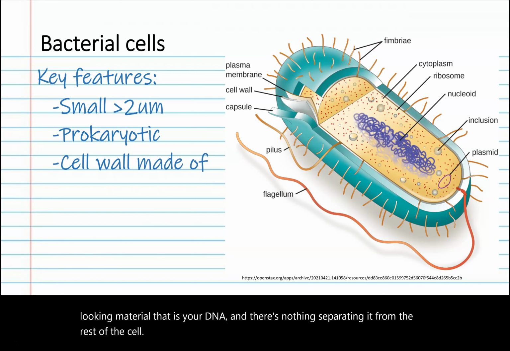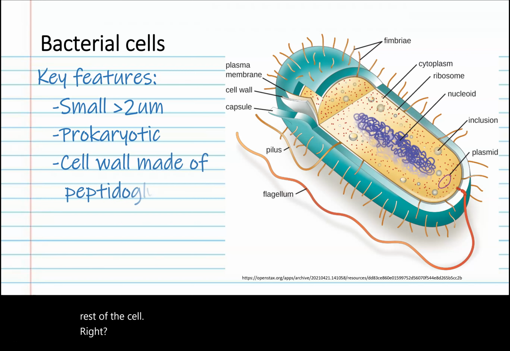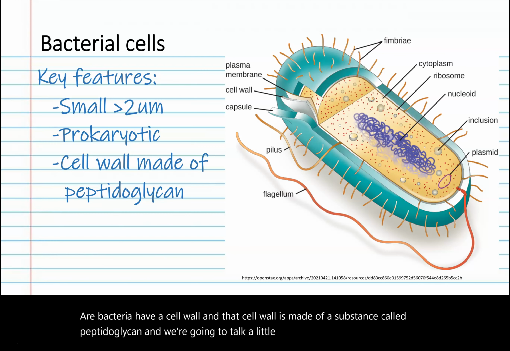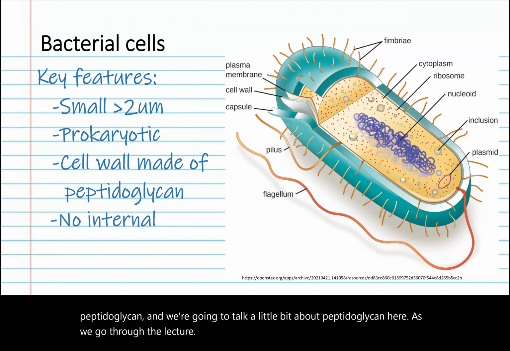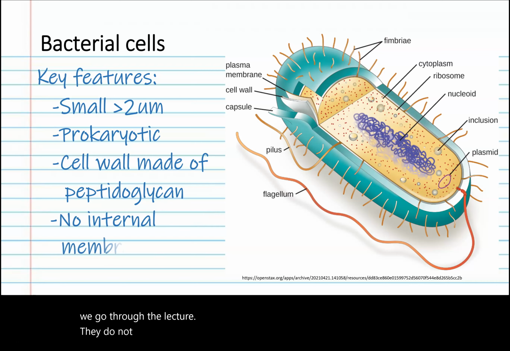Right? Our bacteria have a cell wall, and that cell wall is made of a substance called peptidoglycan. And we're going to talk a little bit about peptidoglycan here as we go through the lecture. They do not have internal membranes, all right? There's no internal compartments inside of our bacterial cells.